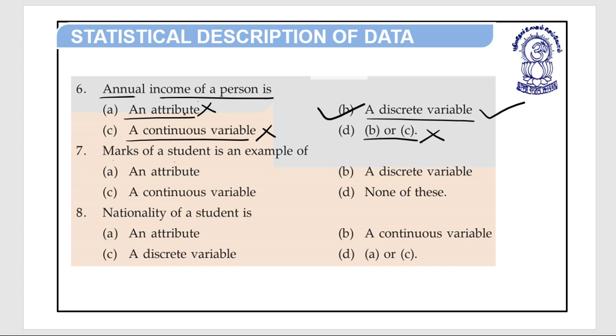Okay. Marks of a student is question number 7. Marks of a student is an example of an attribute, a discrete variable, a continuous variable, or none of these. Income of a person is a discrete variable. Then marks of a student is also a discrete variable. So 7 is B. Question number 8. Nationality of a student is not a continuous variable, not a discrete variable, not A or C, but an attribute. Option A.